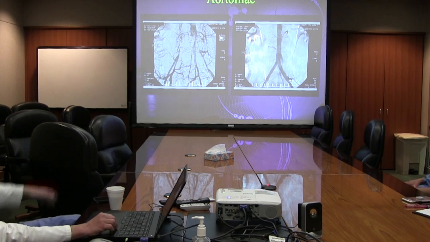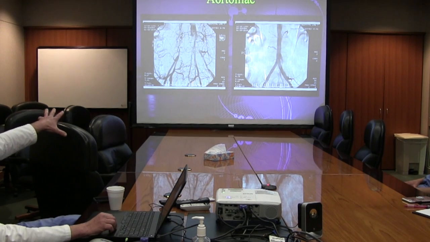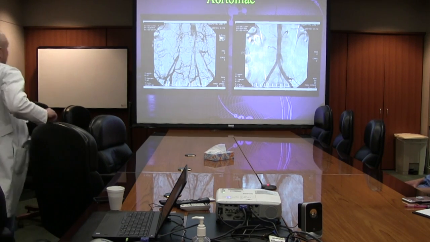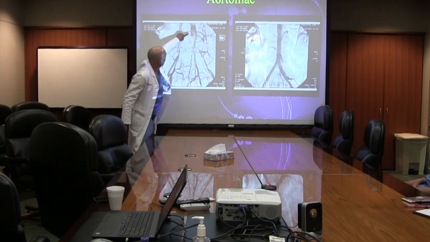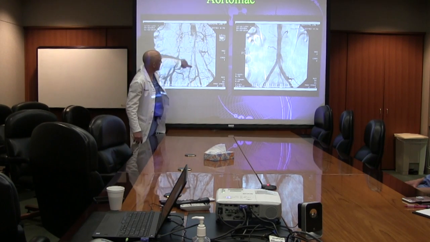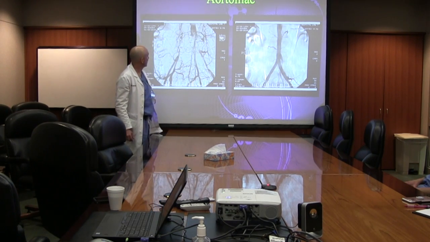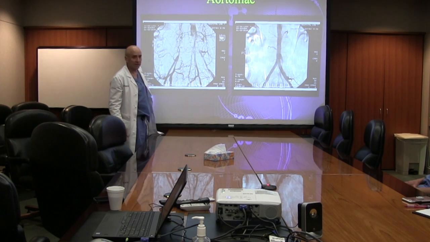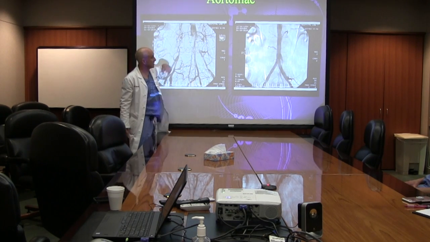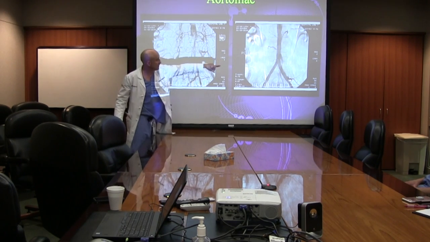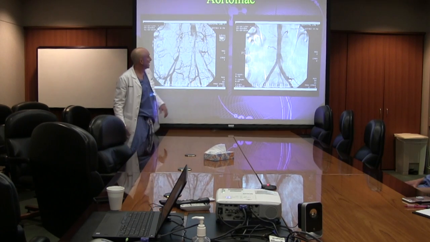You can see all the collaterals on the left, including, for extra credit, what's this vessel coming off the aorta? Inferior mesenteric artery. So he's got a huge collateral from his inferior mesenteric artery. You can barely see it over there, but all these collaterals.